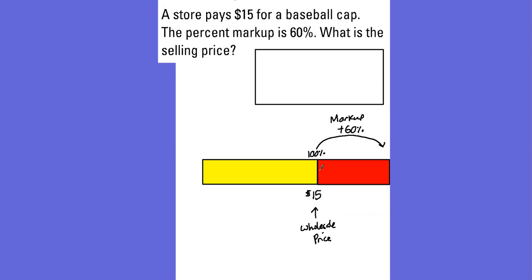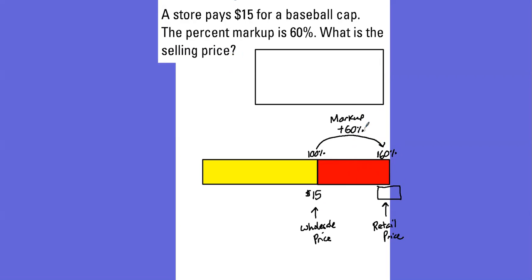And if something starts at 100% and we add another 60% to it, 100% plus 60% would be 160%. So the retail price is going to be 160% of my wholesale price. So over here, this is going to be our retail price, or the selling price. We want to know what that is. So this number that's going to go right here is going to answer our question.